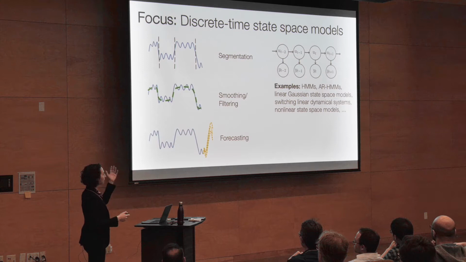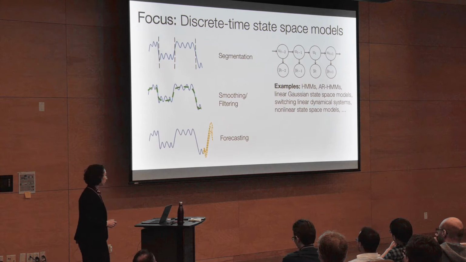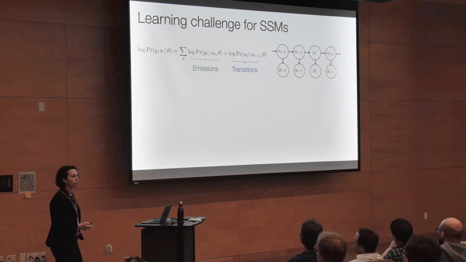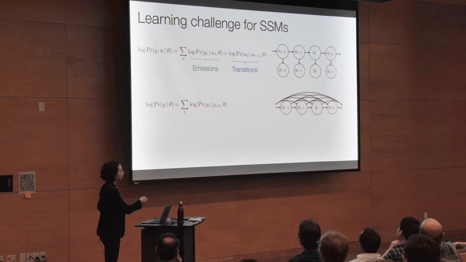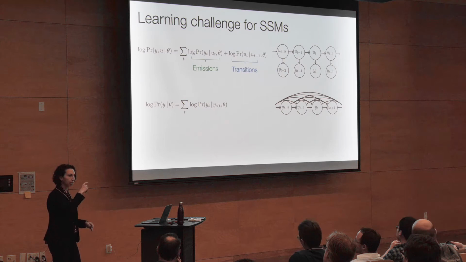State-space models are a very broad class of dynamical models and can be used for many purposes like segmentation, smoothing and filtering, and forecasting. If we look at the log joint probability of a state-space model, it decomposes as follows. When we're thinking about learning the parameters in these models, a really critical term to look at is the log marginal likelihood. But note that when we're marginalizing over this latent state sequence, we're breaking this Markov structure and inducing really long-range dependencies between our observations. So typically, learning algorithms iterate between imputing the latent state sequence and updates to the model parameters.